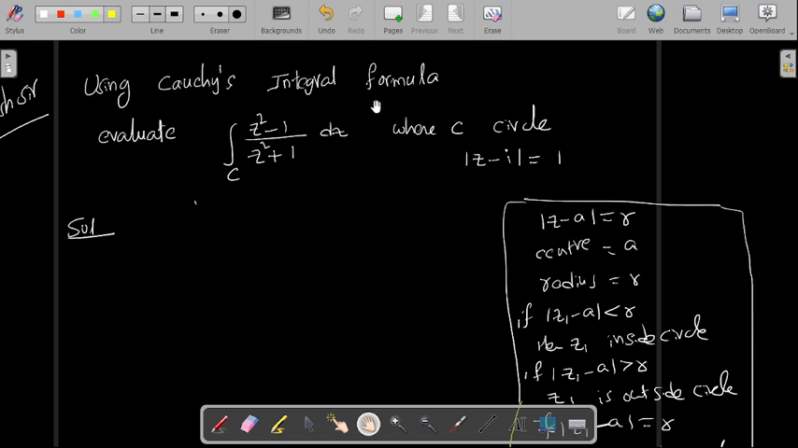Using Cauchy's integral formula, evaluate the integral over C of (z square minus 1) by (z square plus 1) dz, where C is the circle mod z minus a equal to 1.